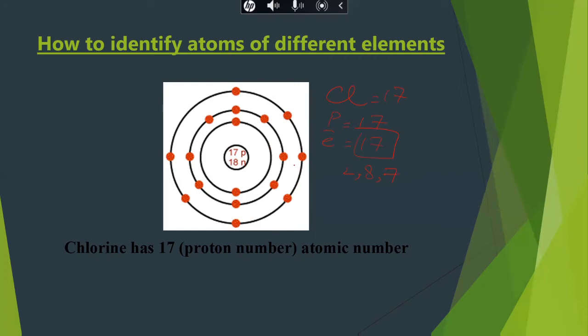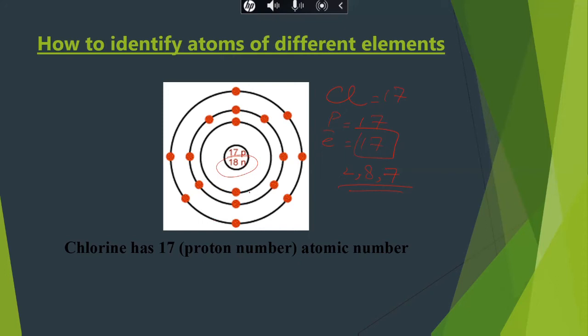Okay, let's count the second shell: 1, 2, 3, 4, 5, 6, 7, 8. And in the first shell, there are 2 electrons. 2 plus 8 is 10, and 7 more makes 17. This means there are overall 17 electrons in the shells, 17 protons, and 18 neutrons. All right, this time you can see that the number of neutrons is different. That's why I was telling you that there is no rule that the number of protons should be equal to the number of neutrons.